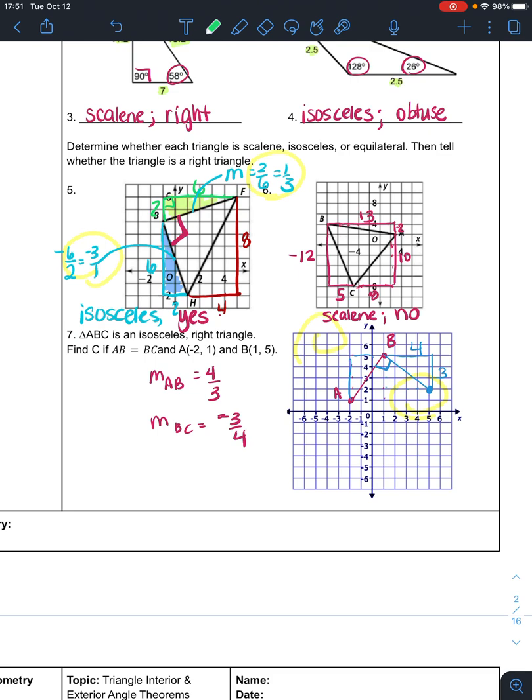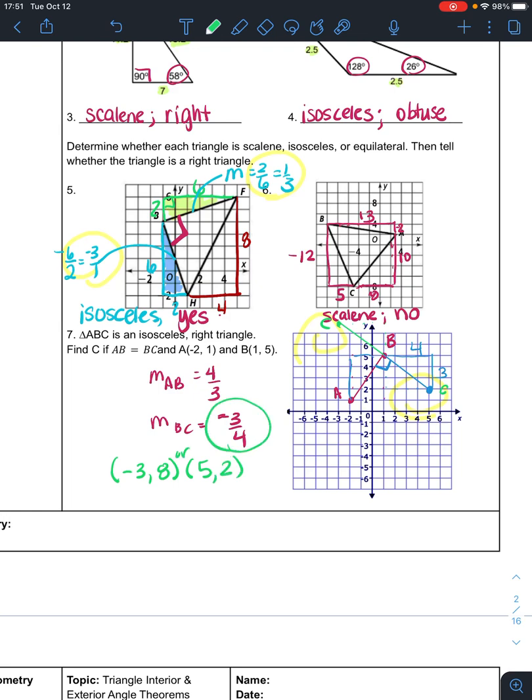We could also go up 3 and back 1, 2, 3, 4. So we could also go this way. So we could have our BC go this way. So our other point could be here at 5, 2, and our point could be back here at -3, 8. So we could be at -3, 8, or we could be at 5, 2.